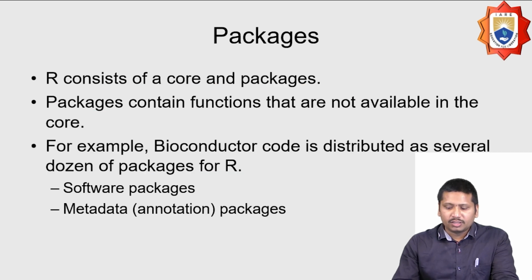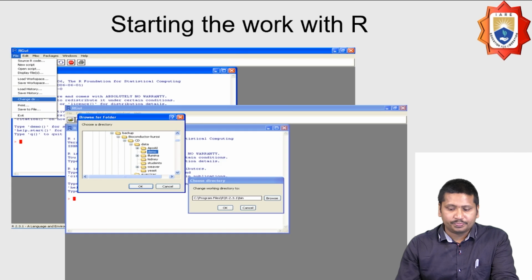What kind of packages are available here? R consists of a core and many packages. The packages contain the functions that are not available in the core. For example, the Bioconductor code is distributed as several dozens of packages of R. There may be several software packages and metadata packages.